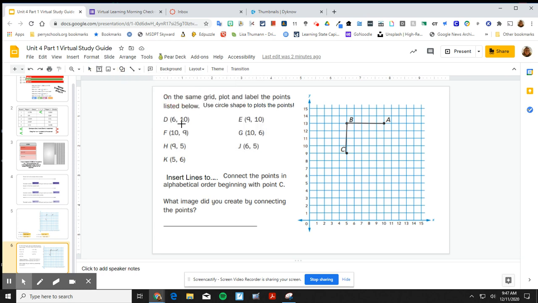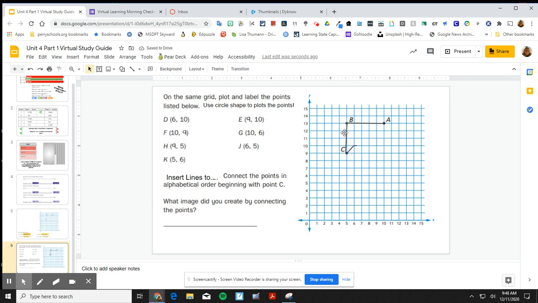So for the first one, 6, 10, I'm going to go over 6, and then I'm going to go up 10, and I'm going to put a dot right there. And that didn't turn out too well, and then I can shade that in black so we can see it. So you can still see that point. And then you're going to insert lines to connect. So for example, I'm then going to connect C to D. I might make that line a little bit thicker so we can see it.